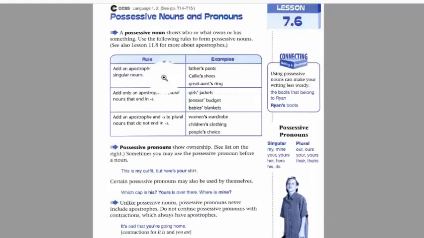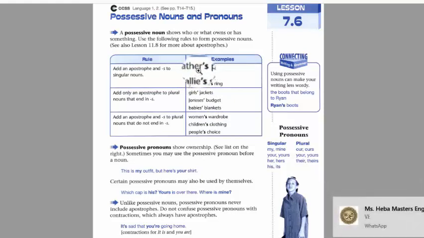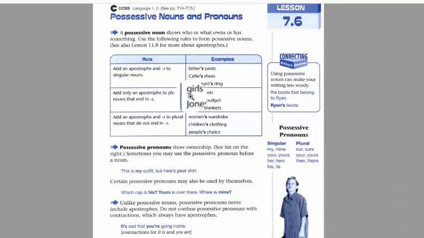Right. In lesson 7.6, we talked about possessive nouns and pronouns, and we said that it's all about using the apostrophe, whether we put the apostrophe before the s or after the s. If it refers to a singular noun, you put the apostrophe before the s. If the noun is plural, you put the apostrophe after the s. And if the noun is plural but it doesn't have an s, you put apostrophe then s. Also, don't forget that possessive pronouns can be singular or plural. These ones are singular and these ones are plural.